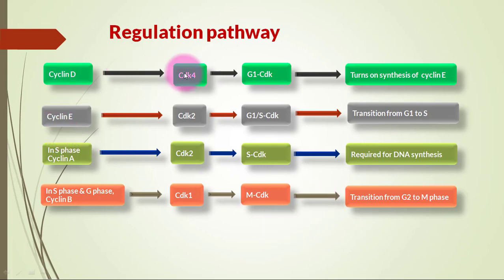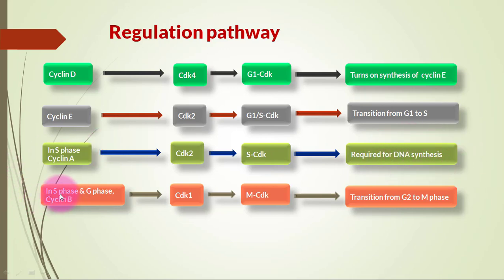Production of cyclin D and binding of cyclin D forms a G1-CDK. This will activate the synthesis of cyclin E. Cyclin E produced will bind to CDK2, forming a G1/S-CDK. This will activate the transition of the cell from G1 to S. Then in the S phase, cyclin A will be produced, and this cyclin A will bind to CDK2 to form an S-CDK. The S-CDK in turn will activate a number of enzymes that are very important for DNA synthesis.